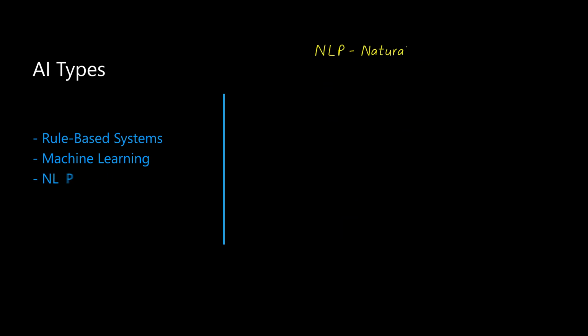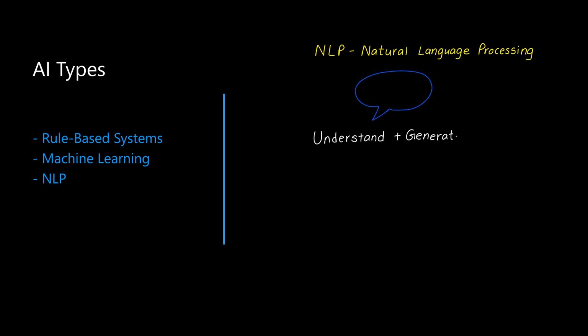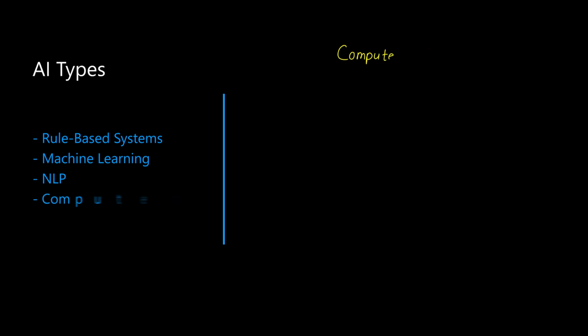Natural language processing enables AI to understand and generate human language. When you talk to a voice assistant or use translation software, that's NLP at work. The exam might ask you to identify which AI type handles text understanding or speech recognition. NLP is your answer. Computer vision is about interpreting visual information from images and videos.